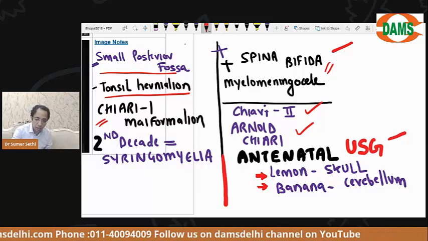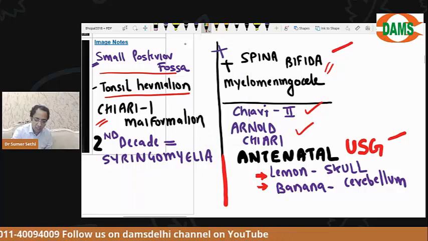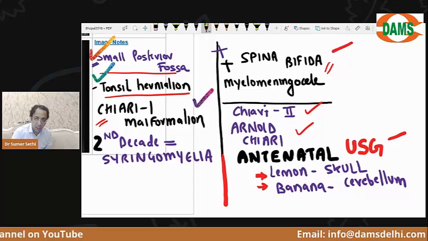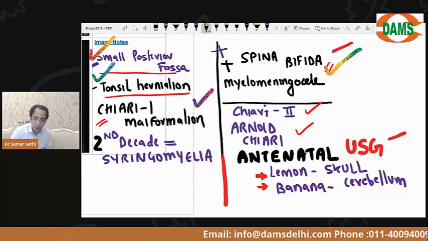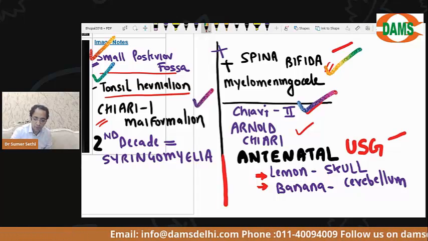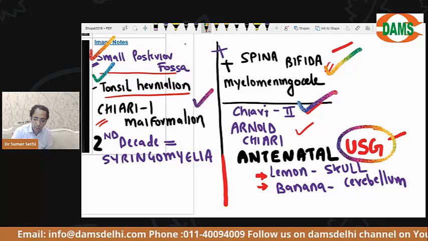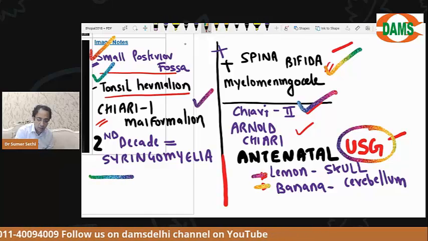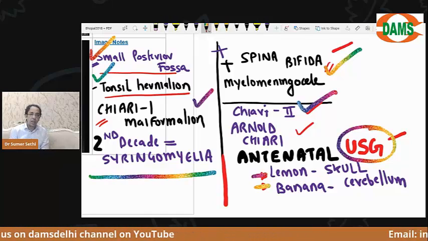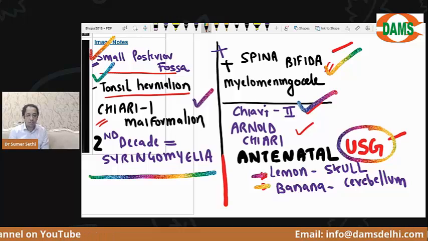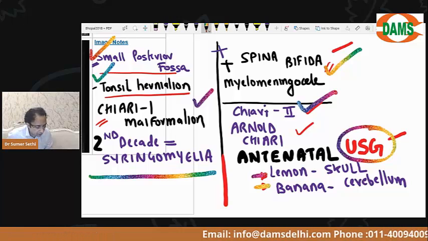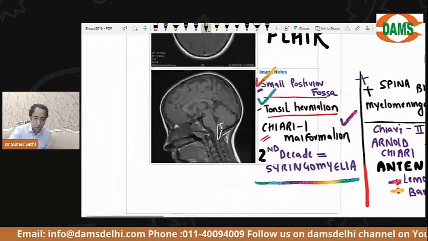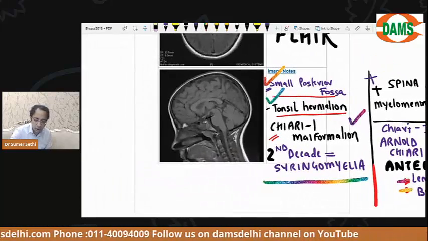So listen to me and answer very carefully. If they only write small posterior fossa, tonsil herniation, I want you to write Chiari 1. If they also say myelomeningocele, I want you to say Chiari 2. Chiari 2 will be diagnosed in antenatal ultrasound due to lemon-shaped skull, banana-shaped cerebellum. Chiari type 1 will present in the second decade of life due to development of syringomyelia. Myelo means cord, syrinx means cavity. So this is the importance of the tonsil that you were asking me.